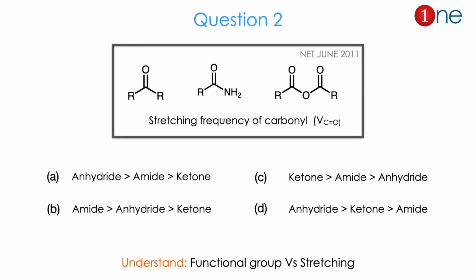Then question number 2. Here they have given 3 compounds. One is a ketone, another is an amide, another is an anhydride. Here they ask you to find the stretching frequency of carbonyl. Which one is higher? Anhydride can be higher, or amide can be higher, or ketone can be higher. They are asking about the trend of vibrating frequency or stretching frequency. From the question you might understand it is about functional group versus stretching frequency. The answer is D. Let us see how.